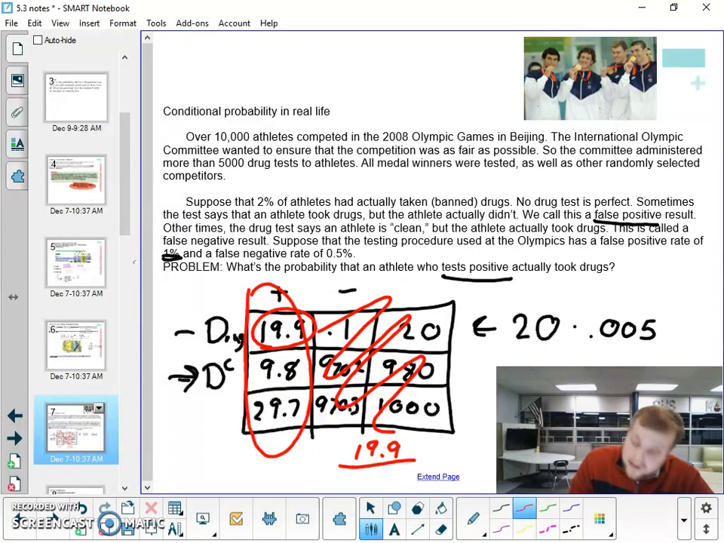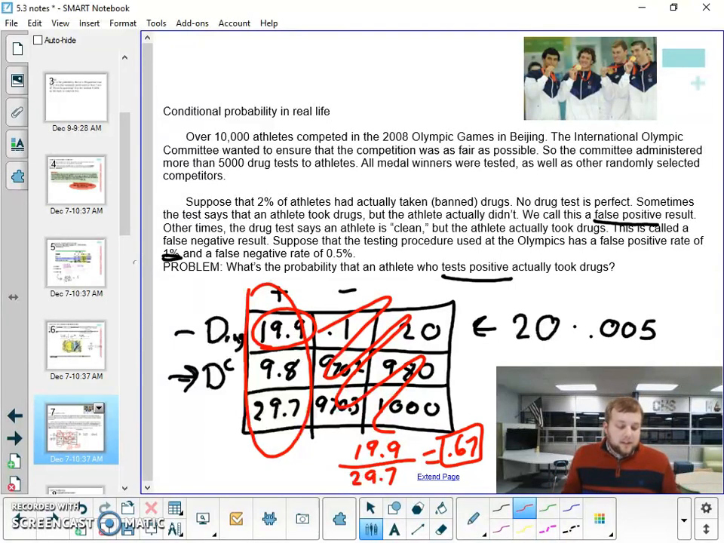19.9 out of, not out of 1,000. There were only 29.7 people, right? So it's going to be 19.9 divided by 29.7. And that is about 67% of the time. 67% of the time, if you take drugs, you're going to get flagged for drugs. Okay? All right. Cool. 67.